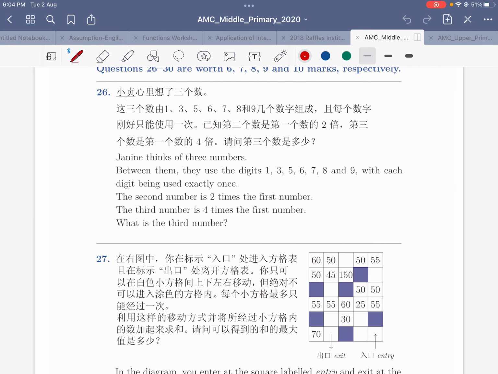So let's take a look at question 26. Jenny thinks of 3 numbers. Now between them, they use the digits 1, 3, 5, 6, 7, 8 and 9, with each digit being used exactly once. Now what's the relationship between these 3 numbers? Well, the second number is 2 times the first number, and the third number is 4 times the first number. So the question is, what is the third number?